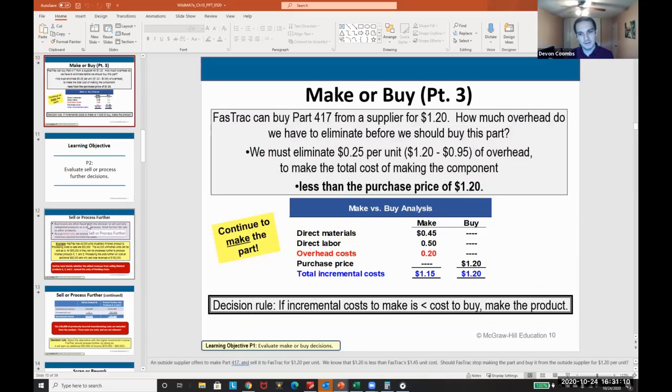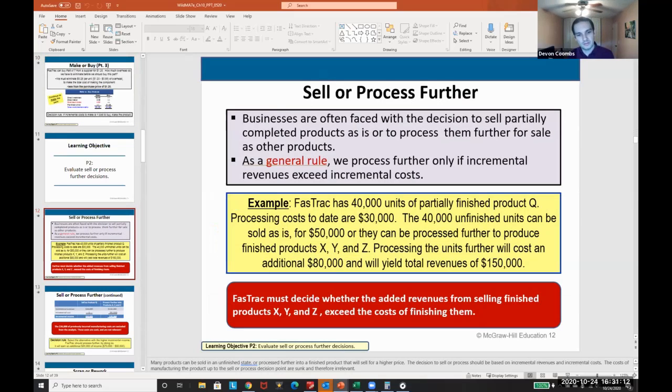This is the other side of it. Do they want to sell it or process it further? As a general rule, we'll process further only if the incremental revenues exceed the incremental costs. So the idea here is if we can make more revenue from our further processing, then we are going to make sure that we do it. More revenue than our incremental costs.